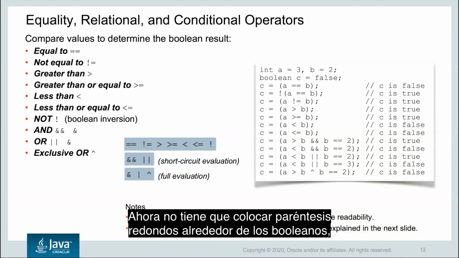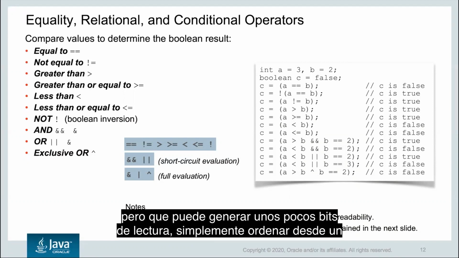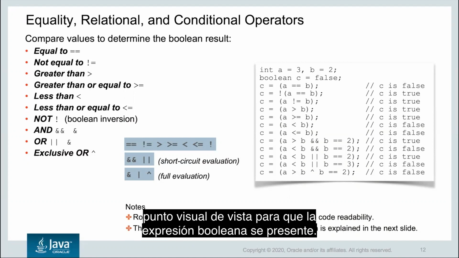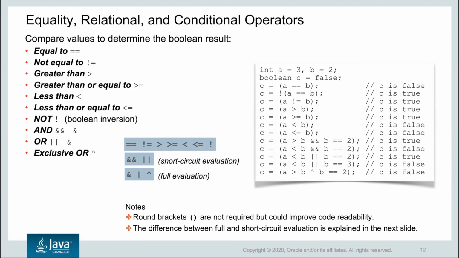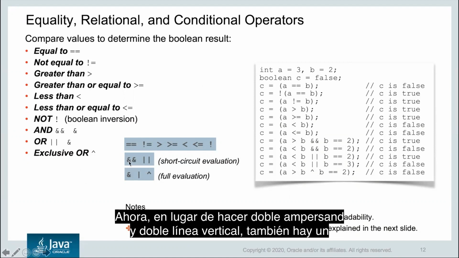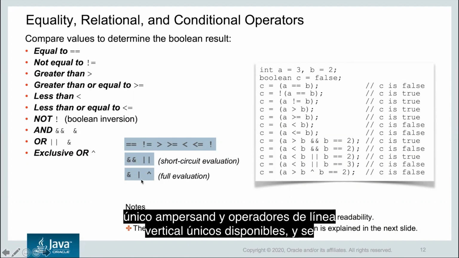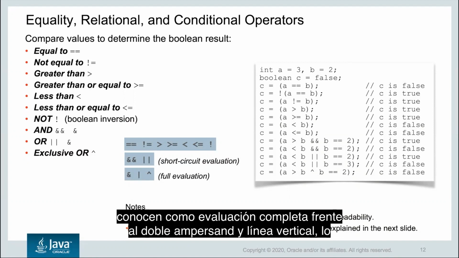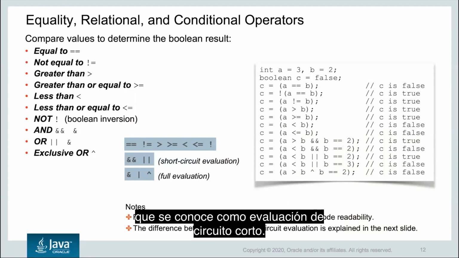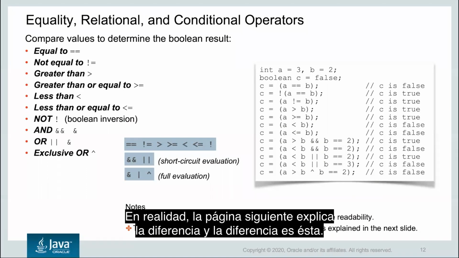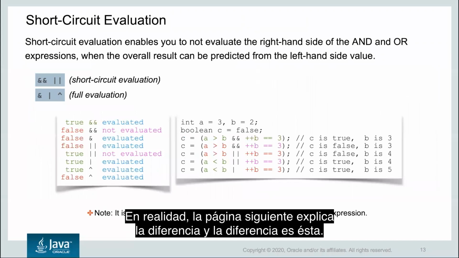Now, you don't have to put round brackets around booleans, but it may make it a little bit more readable. Now there's also, instead of double ampersand and double vertical line, single ampersand and single vertical line. That is the full evaluation version, versus the double ampersand and double vertical line, which is short circuit. Which actually explains the difference. The difference is this.